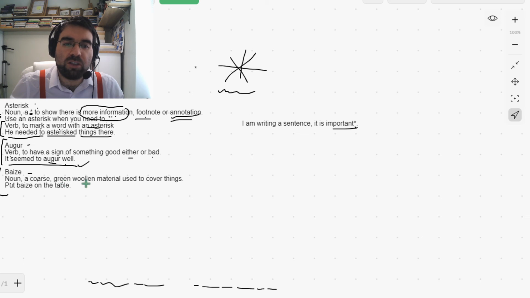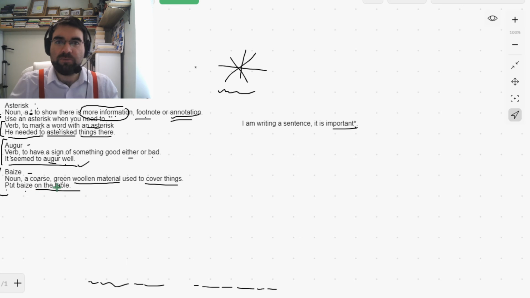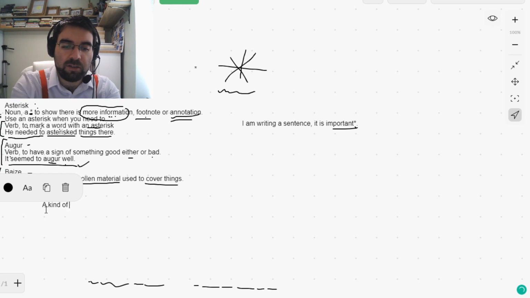And baize, noun. A coarse green woollen material used to cover things. Put baize on the table. So a kind of cloth.